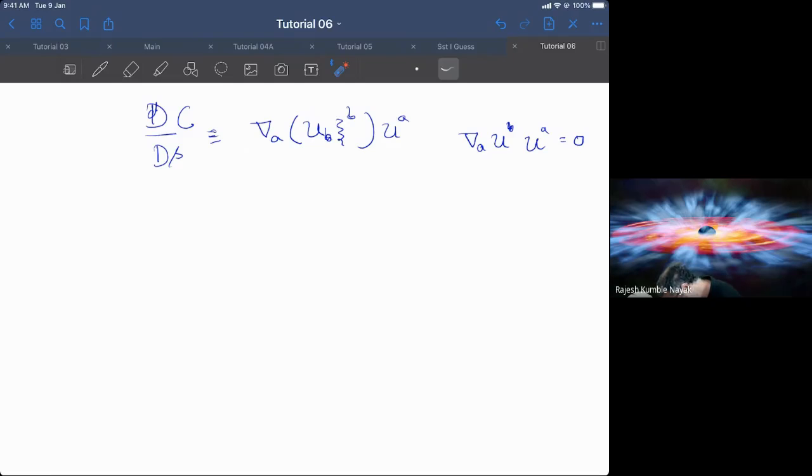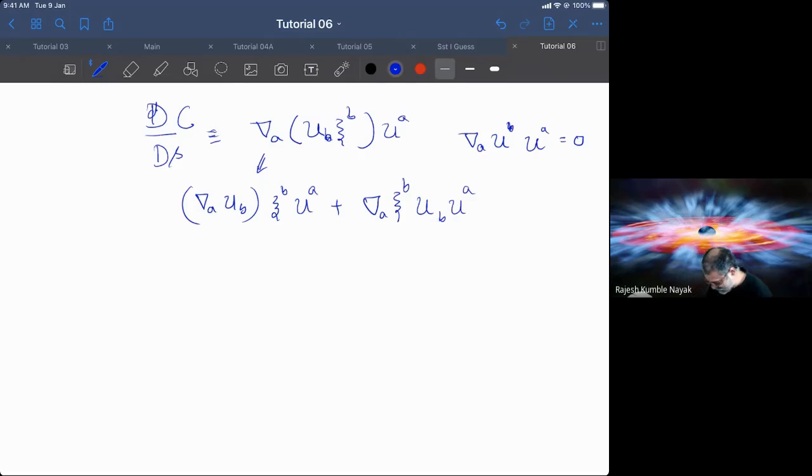Now let's expand this. Mathematically, it's simply the product rule. So you have del_a xi_b u^b, let's multiply here, otherwise there will be a problem, and then you have u^a. Then the second term would be del_a xi_b u^b and u^a.